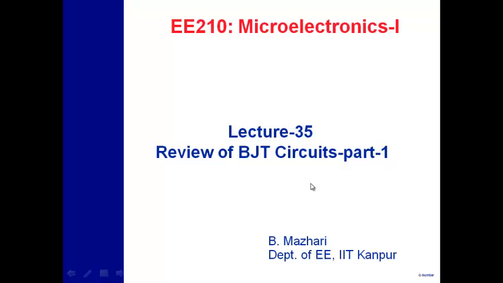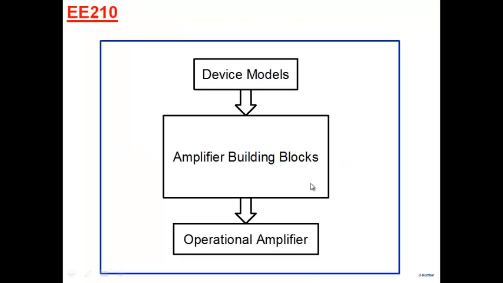We've come to the end of the course, and let's see what we have done. This was a slide that we had put up in the beginning of the course, showing the structure of EE210. We'll look at the device models, and we looked at the BJT model only. MOS model, we ran out of time. Amplifier building blocks. And then we said that we'll take the different building blocks and integrate them and make an operational amplifier.